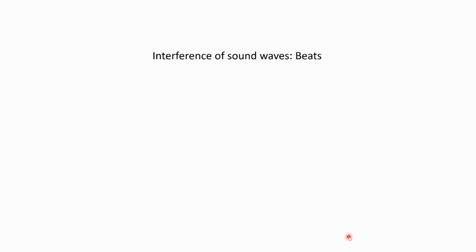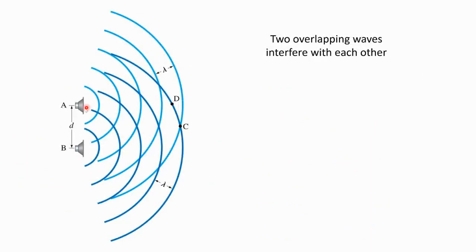Briefly, let's talk about beats. So you can imagine that there could be two sources of sound. And in 3 dimensions, the sound waves would come out like this. The blue lines here indicate, say, the regions of maximum compression of the air. And so these speakers put out the sound waves, and they overlap. So the dark blue ones come from B, the light blue ones come from A.